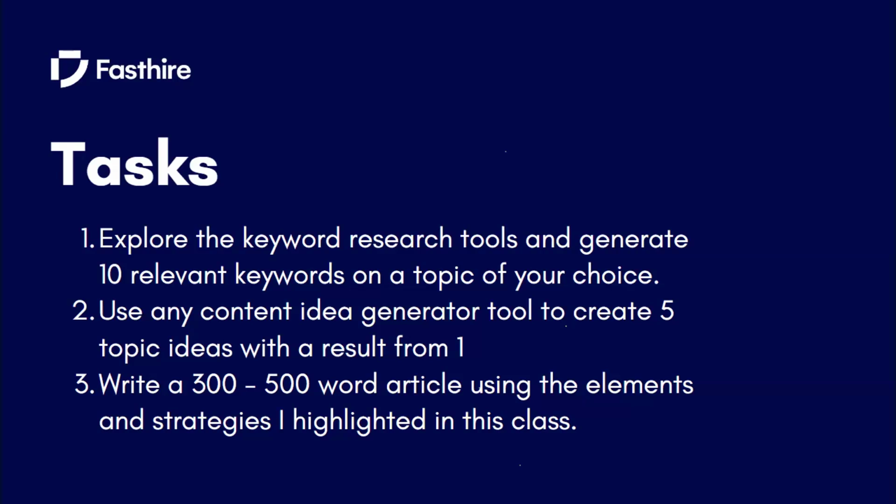So you take one of those relevant keywords and put it into the content idea generator tool. You will now create another 5 topic ideas from there. Once you are done, you will sit down and look at those 5 topic ideas. Which one can you write on? You will now write a 300 to 500 word article using the elements and strategies I highlighted in this class. Once you are done writing, Mr. Richard will tell you where to submit it. So that's that about the task.